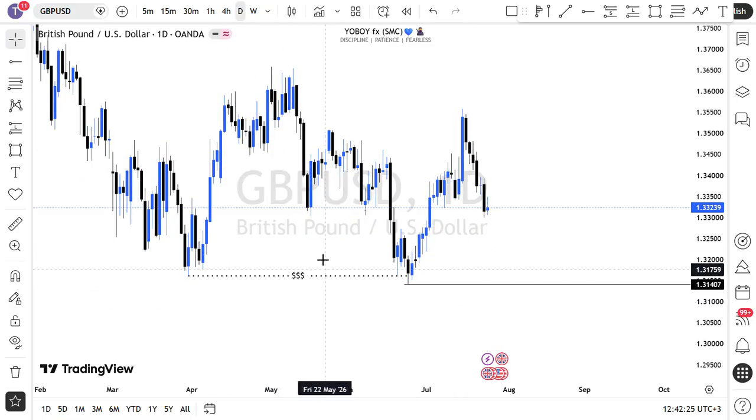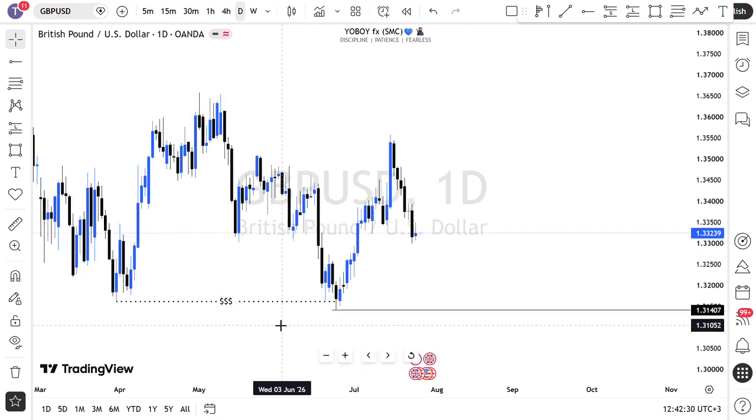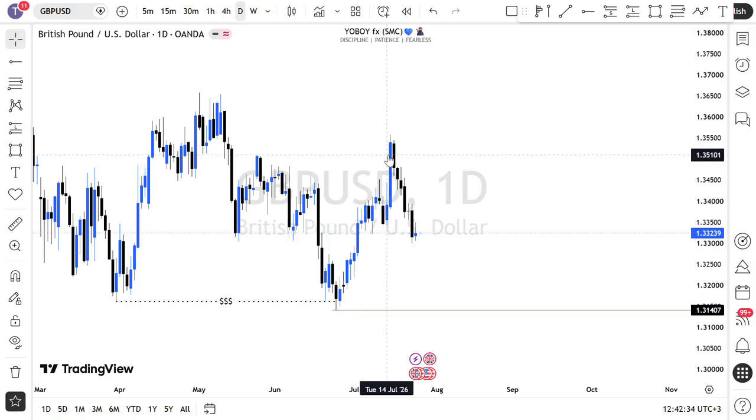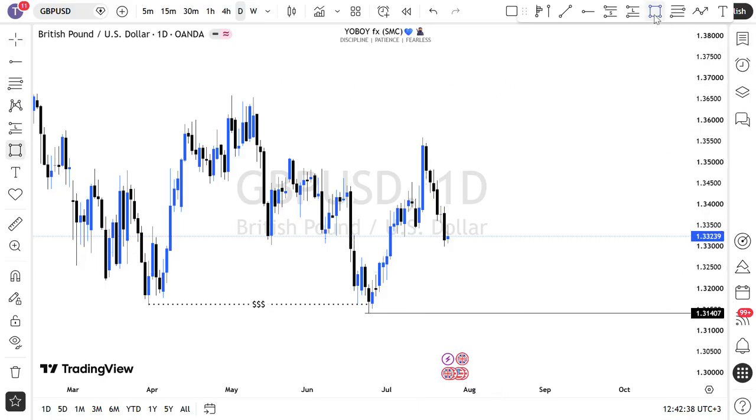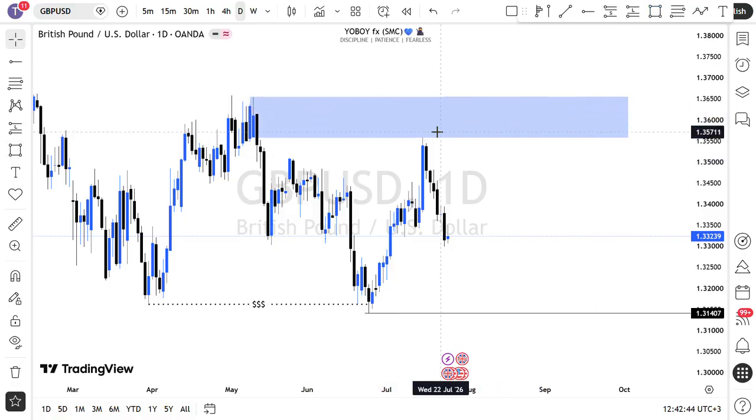Price came into this low here in the daily time frame, swept this low's liquidity, and then after sweeping that low's liquidity, we have been having price moving to the upside. So price came into this area here. Price came into this order block, tapped into this order block, and then we have some aggressive selling to the downside.